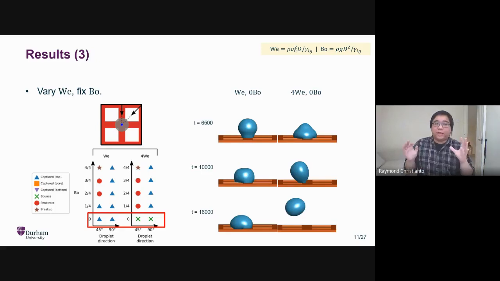Okay, so we vary the Weber number, so we increase from We to 4We, and we don't see that much penetration. We just see that, okay, at lower We, we found the droplet will be captured on top. However, when we increase the We, we see the droplet will bounce off the surface, but we don't see penetration, even though we increase the impact velocity.